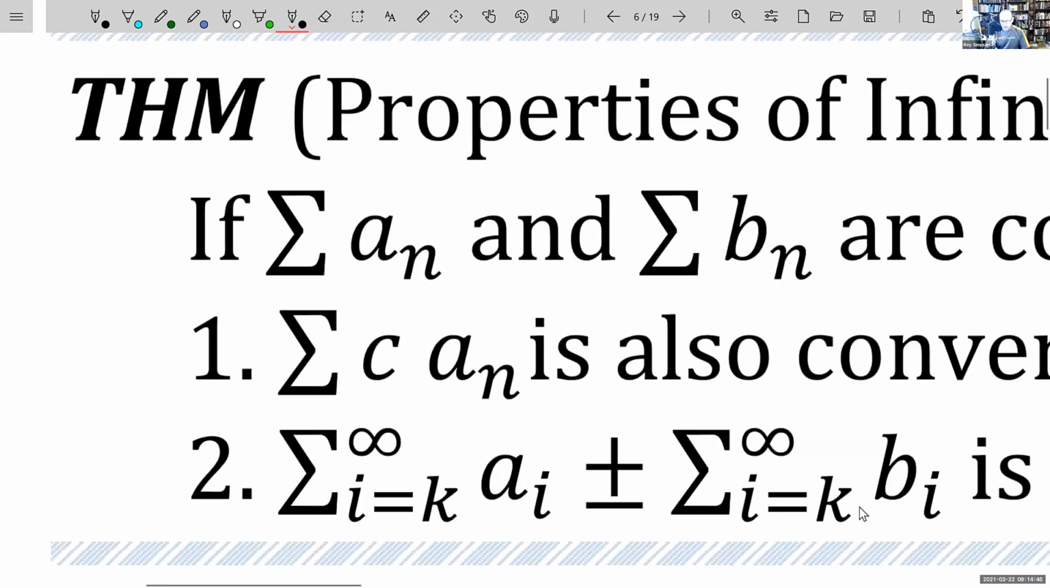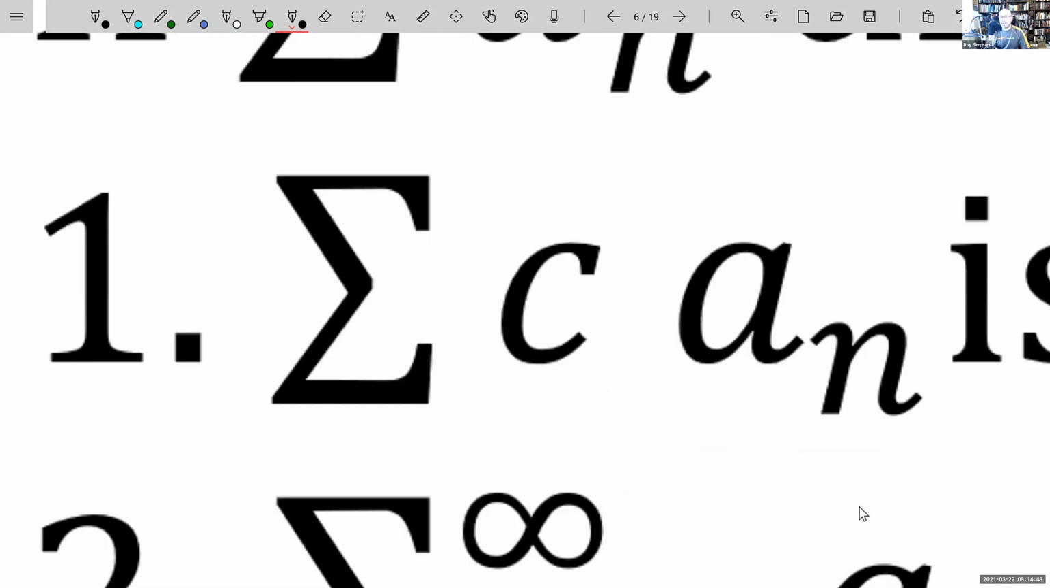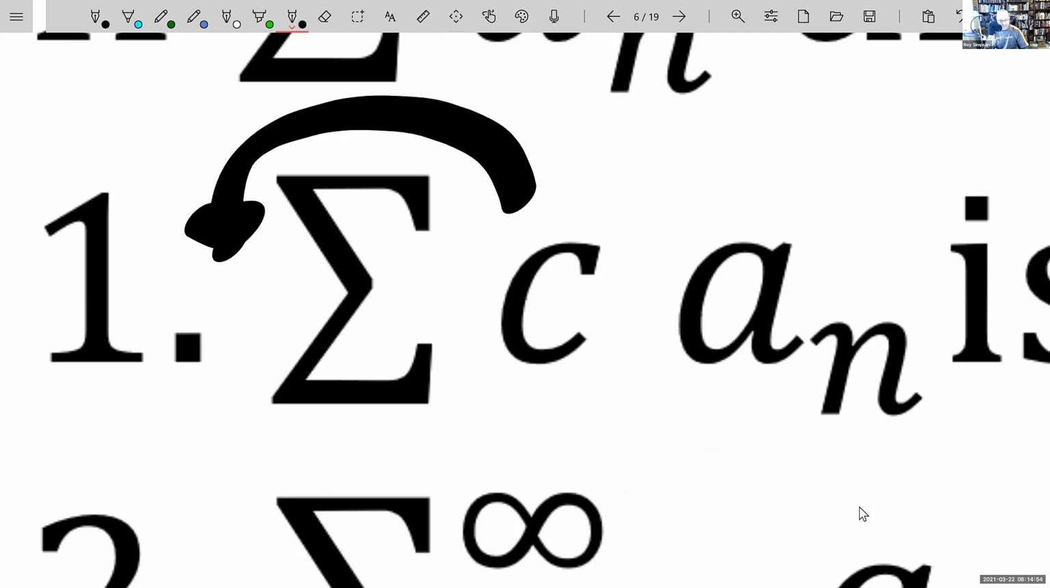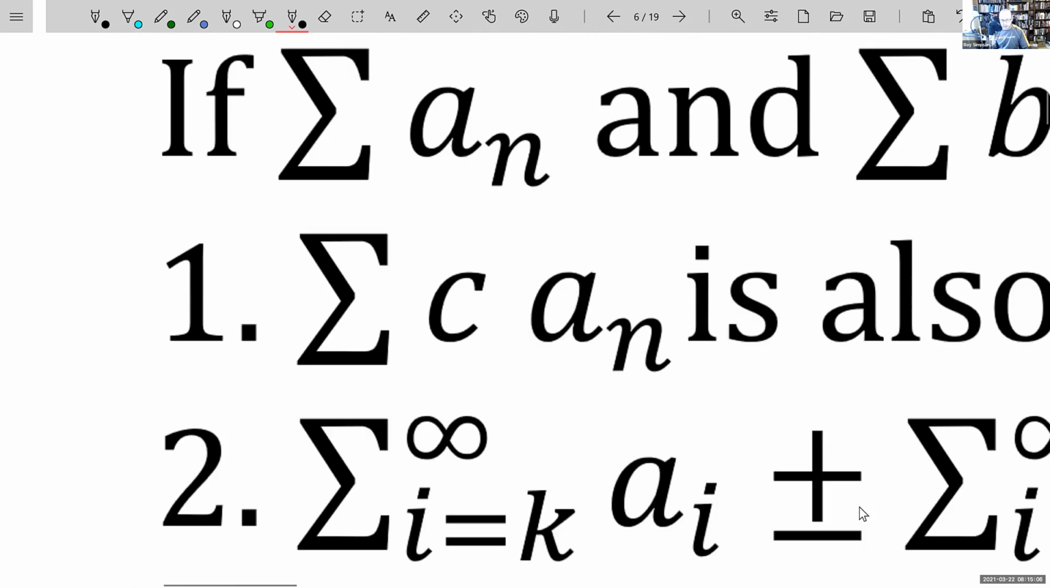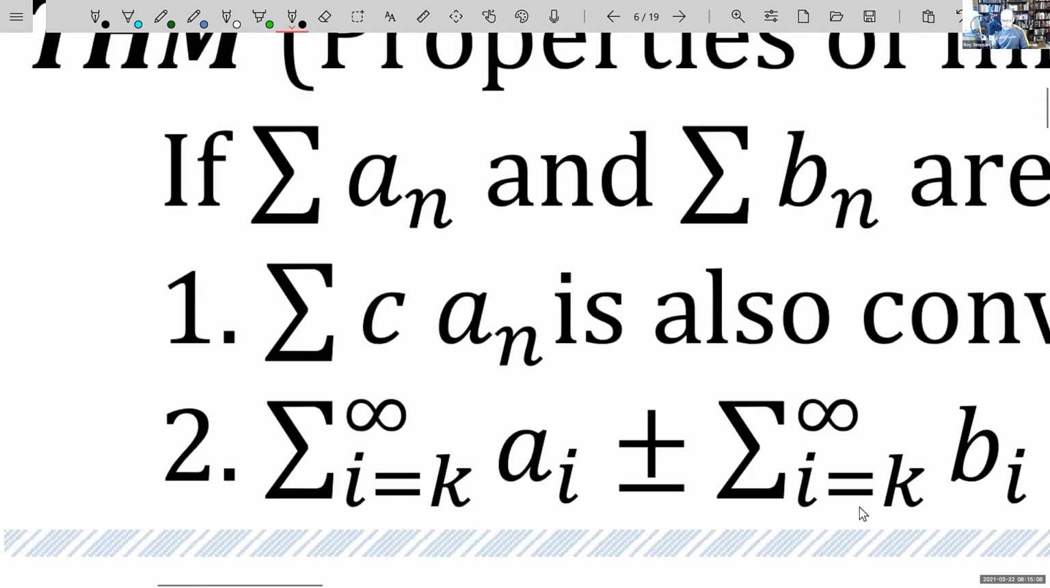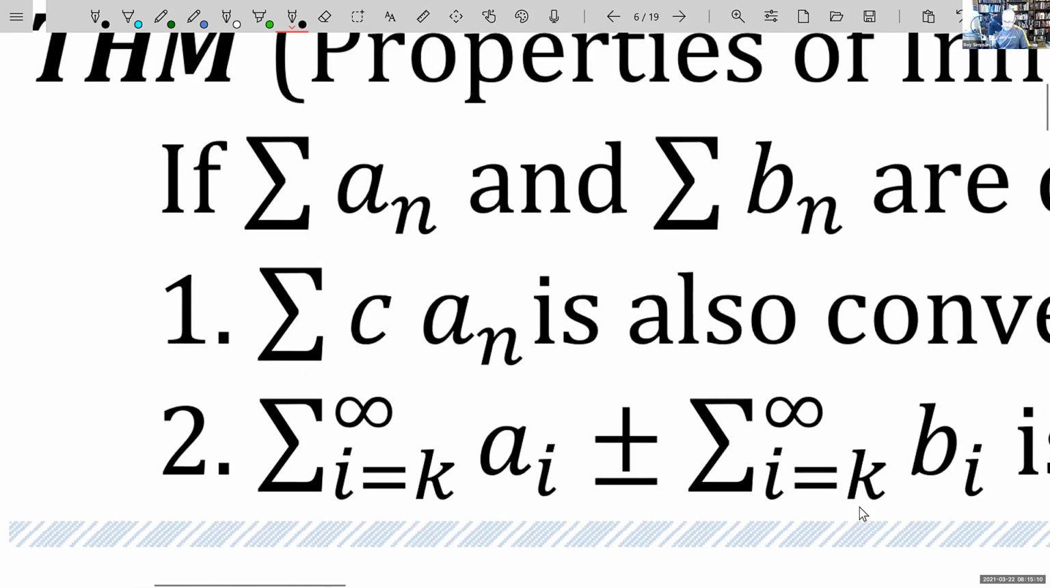The summation of a constant times a sub n is also convergent. Why? Because you can factor that constant out. If the summation of a sub n is a convergent number like 17, and c is a constant, then the answer is whatever that c is times 17, because each term just has a c in common, so you can factor that out.